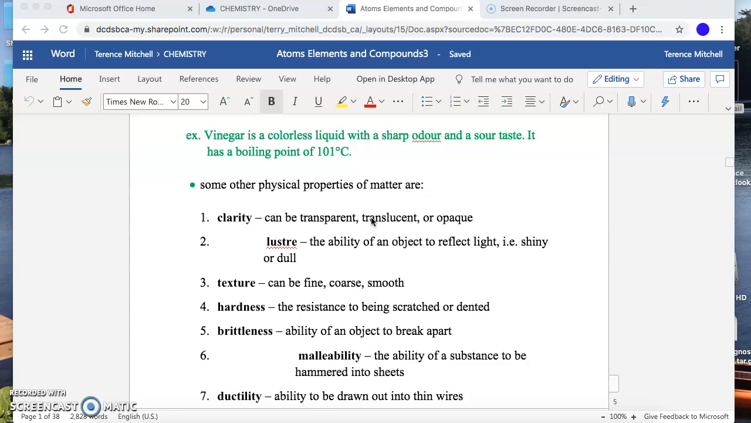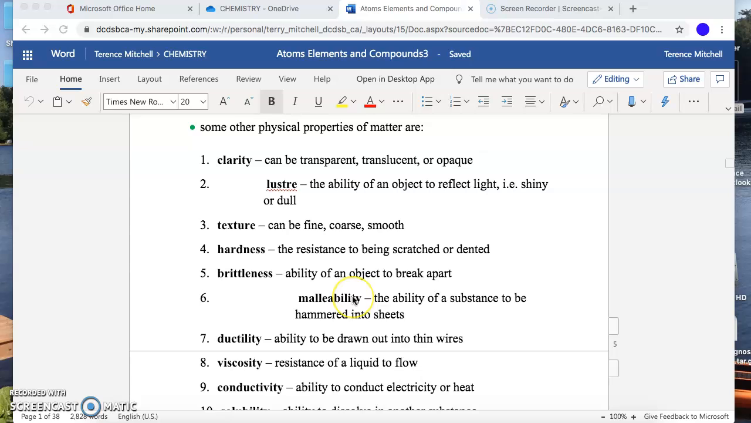The texture. This could be on a solid, especially when we're dealing with things like sand or salt. Is it fine, like the salt that you put on your french fries? Is it coarse, like the rough salt that we throw on our driveway to melt the ice? Is it smooth? Hardness. So what's its resistance to being scratched or dented? Brittleness. Will it break apart? Glass is brittle. You drop it, it'll break. A piece of copper is not brittle. It will not break. The next two, malleability and ductility, these are usually for metal.